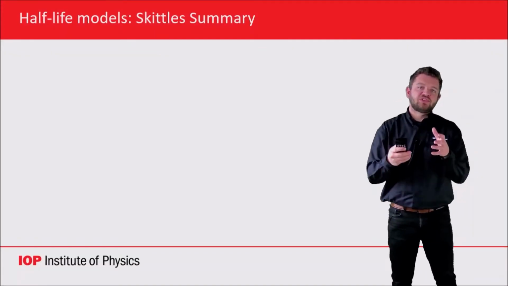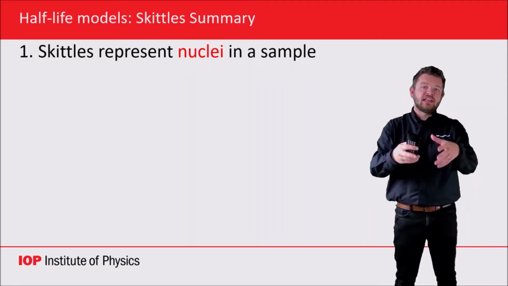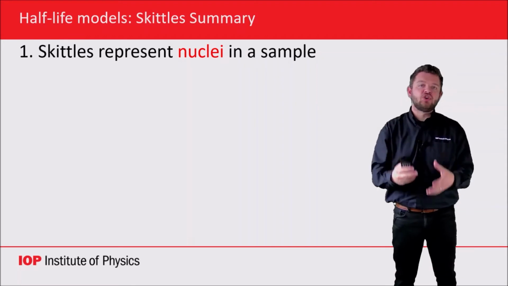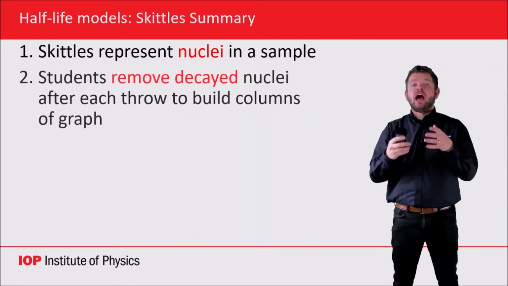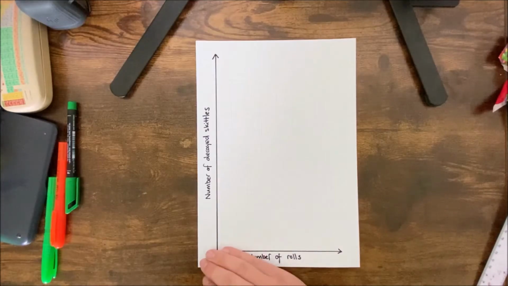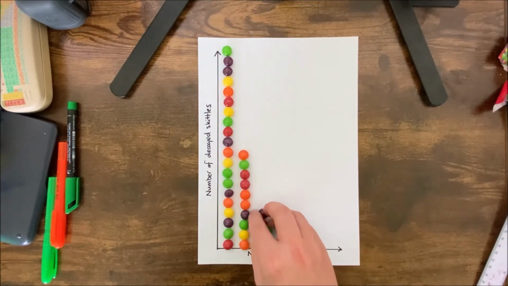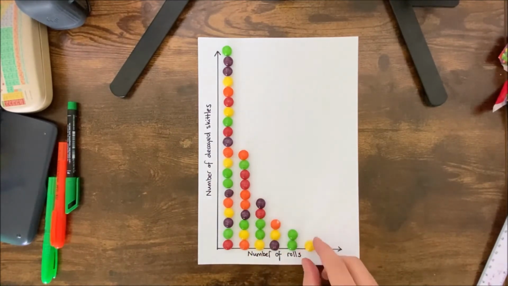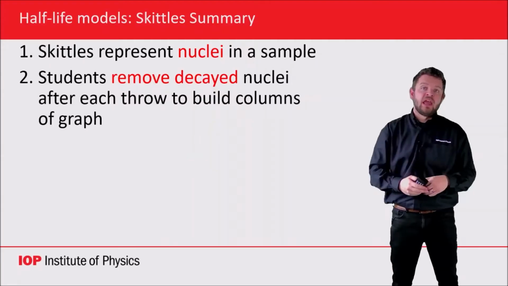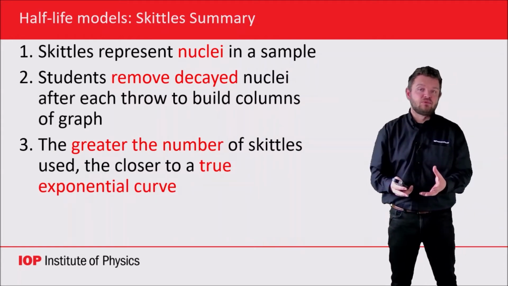In summary, the skittles can represent the decayed and undecayed nuclei, distinguished by being either face up or face down. After each throw, students can remove the decayed skittles and build their graph. This could be done straight onto graph paper, and for example, students could record the heights of each column to draw conclusions from later.